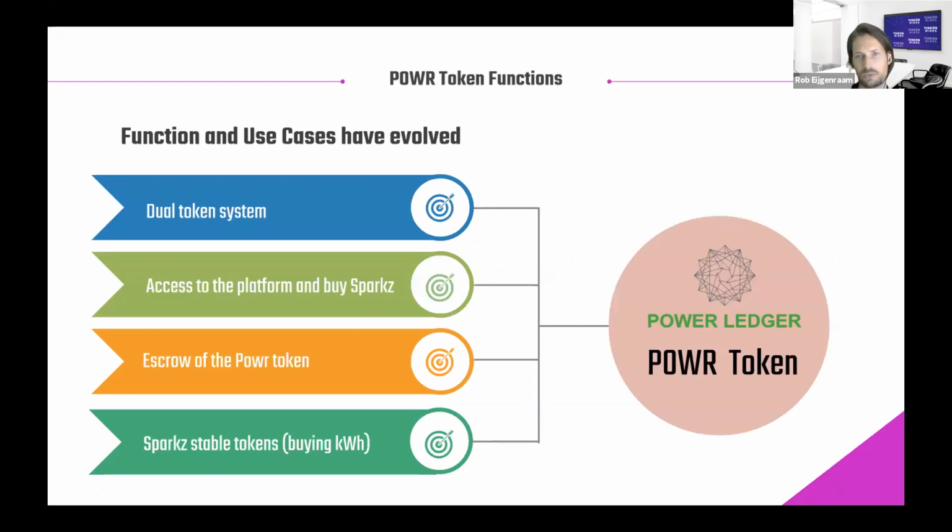Then there's Power Token, which is a good example of the dual token system. So they have one stable coin, which has a stable value in kilowatt hours, as it's an energy product. And one that is a token called the power token itself, which is actually traded on the exchanges, and it provides access to actually buy the stablecoin, buy the Sparks tokens, and use it as an escrow to access them.